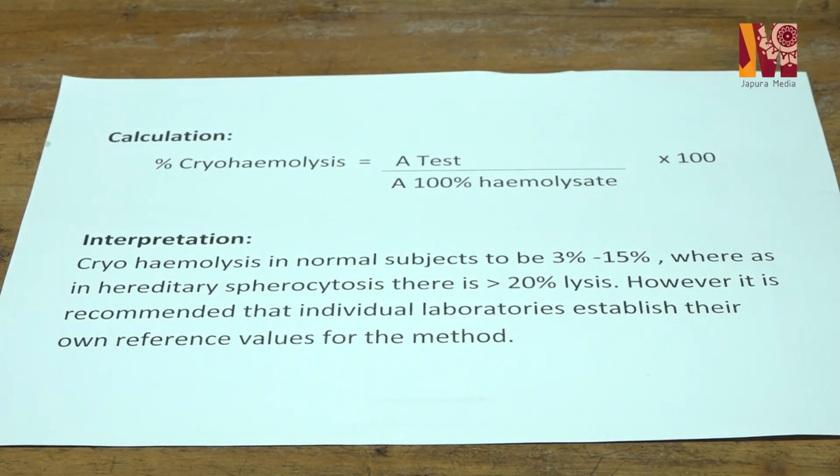Cryohaemolysis in normal subjects is usually within the 3 to 15% range, whereas in hereditary spherocytosis it's about 20% lysis. So, usually this is considered a specific test in Sri Lanka. As we have limited facilities for membrane studies, we use this cryohaemolysis test to diagnose patients with HS.